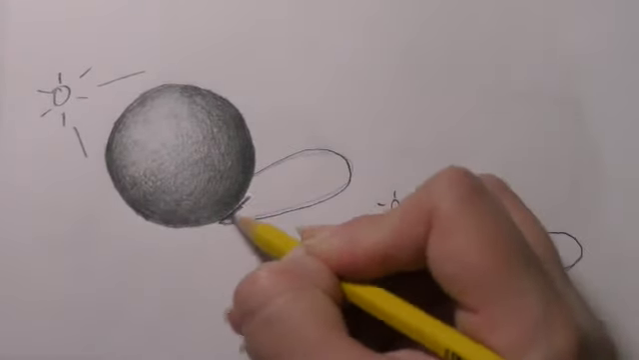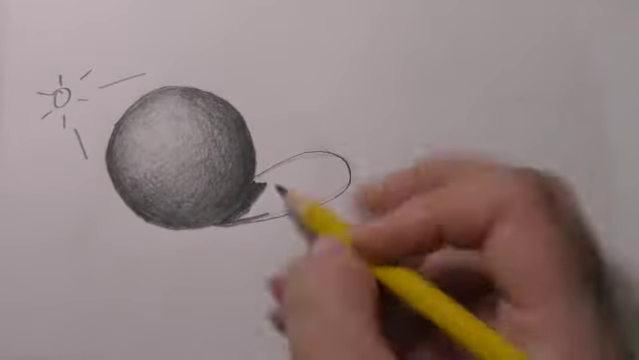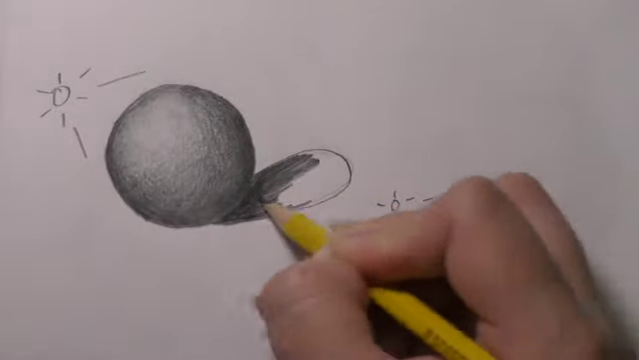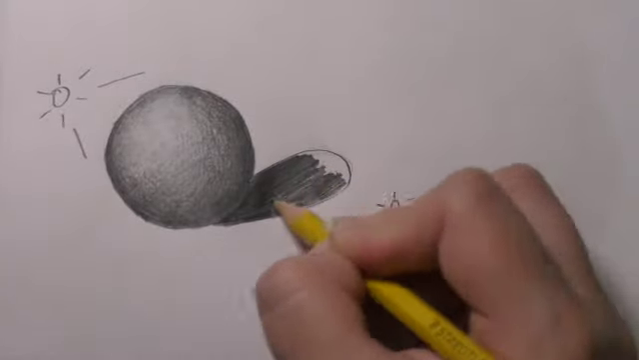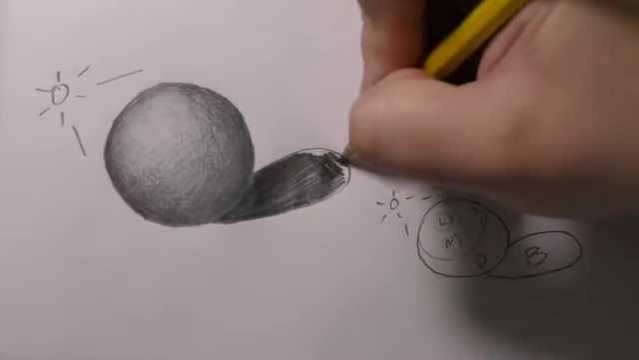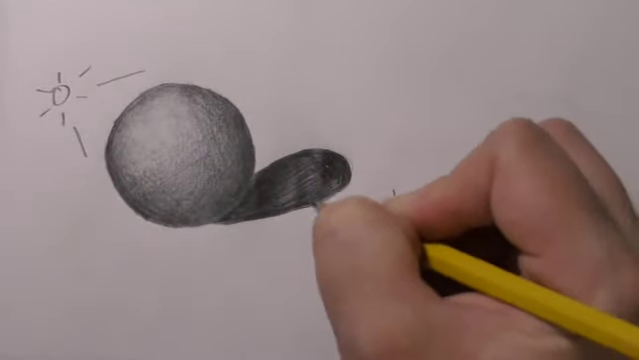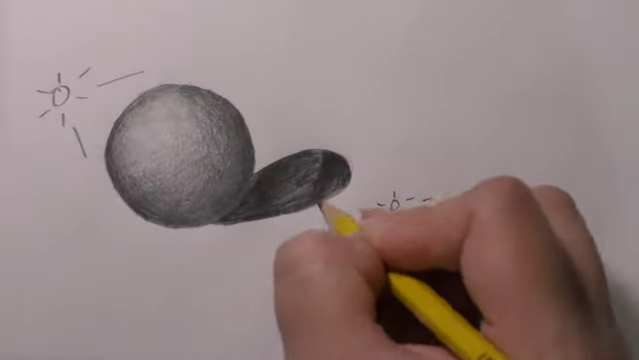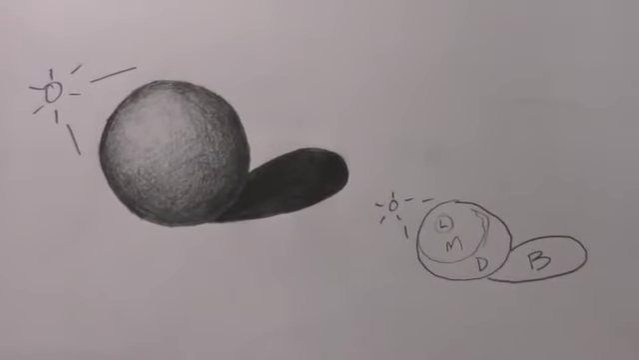Now I just need to fill in the cast shadow, which again is a flat 100% black value. And you want to make sure that it is the darkest mark that you can make without breaking the point of your pencil. It should be darker than your 75% value on the back of your sphere, so that way you can tell where the object ends and the shadow begins. And just fill that in completely with a flat value where it doesn't get any lighter or darker.